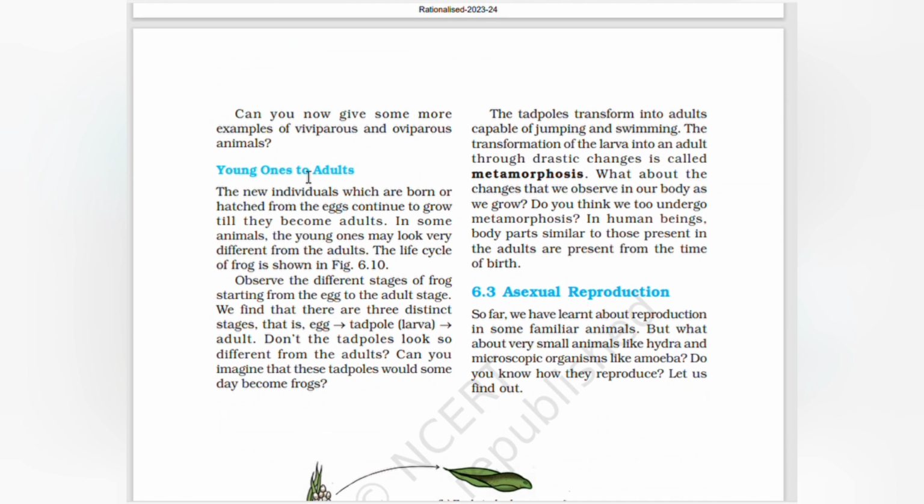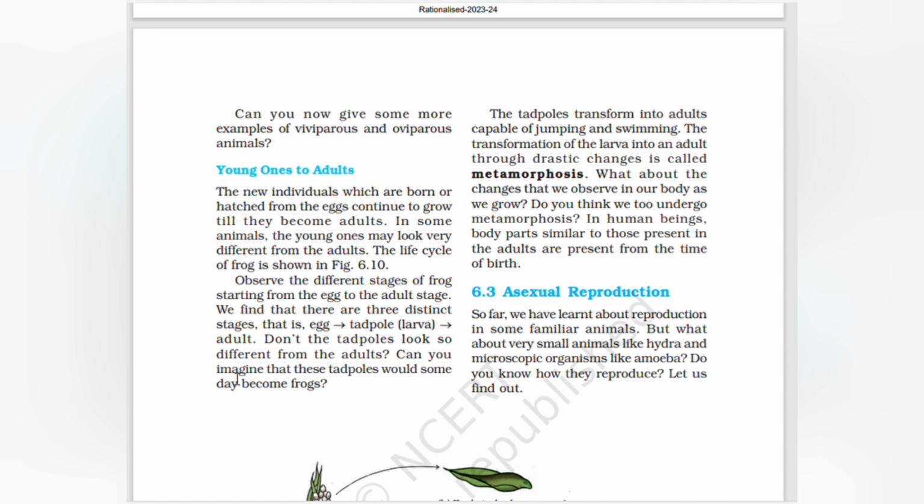Young ones to adults. New individuals which are born or hatched from the eggs continue to grow till they become adults. In some animals, the young ones may look very different from the adults. The life cycle of a frog is shown here. Observe the different stages of the frog starting from the egg to the adult stage. We find that there are three distinct stages: egg, tadpole or larva, and adult.